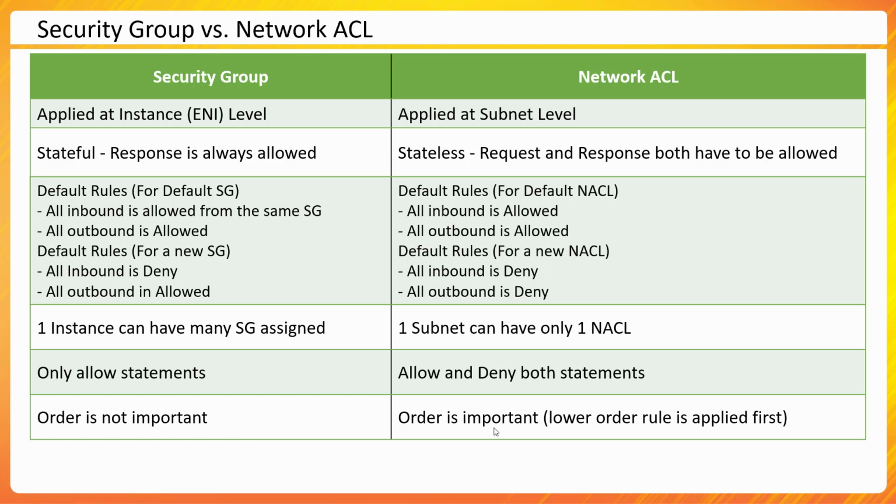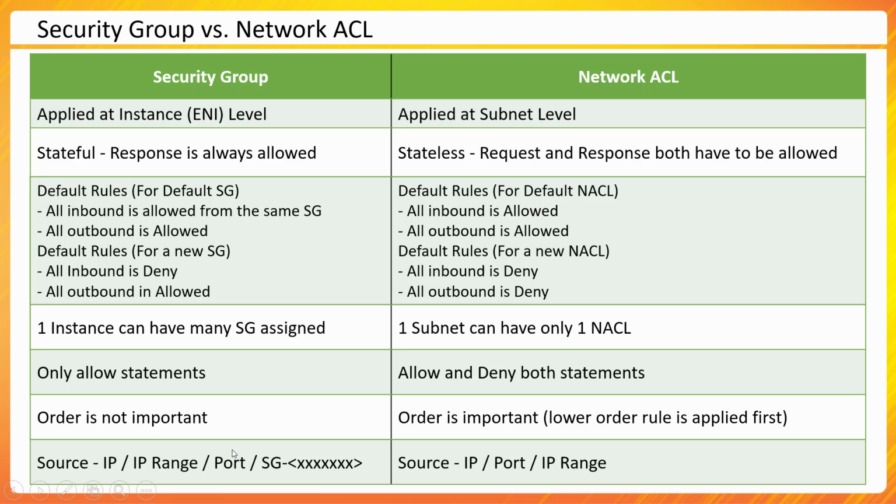Now this video will go a little bit further, like 5 more minutes. I want to finish it up. I want to talk about one more important topic here, which is that the source in a network ACL can have only an IP or IP range. Let me give an example here so that you could relate it.